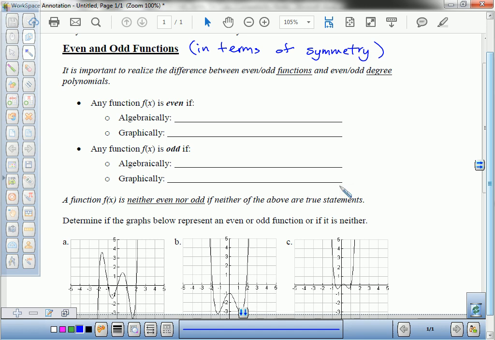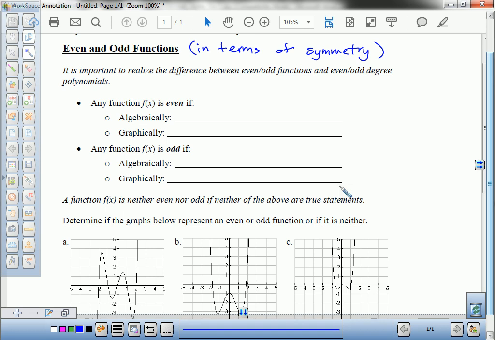Okay, there are two ways to determine symmetry of a function. One is algebraically, the other is graphically. Graphically is probably easier because you just look at it. And if it passes the test, you know what it is. Algebraically is not hard though.